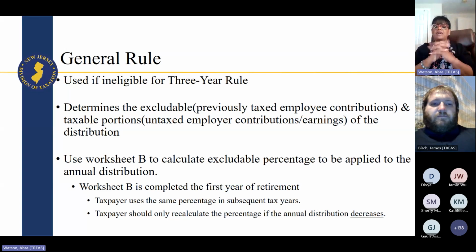Once they come up with that percentage, they're going to use that same percentage every year. They don't need to do any recalculation. The only time they need to recalculate is if the annual distribution amount decreases. Then they need to recalculate. Okay?